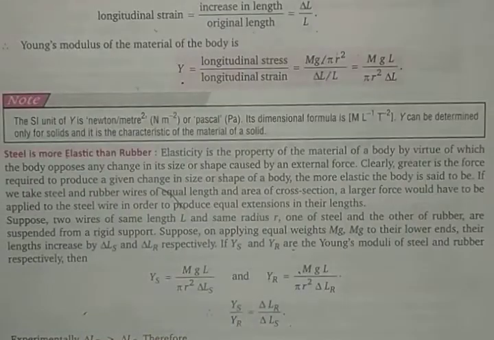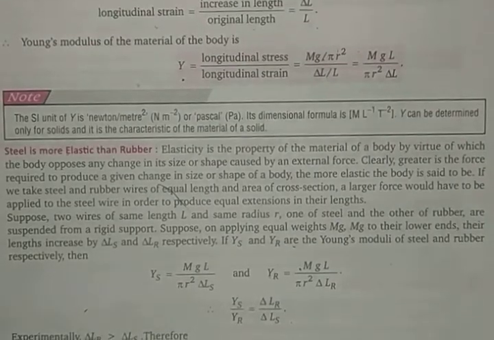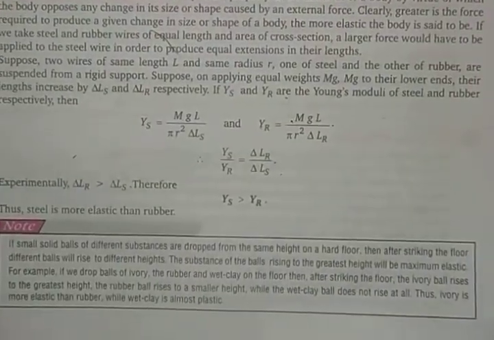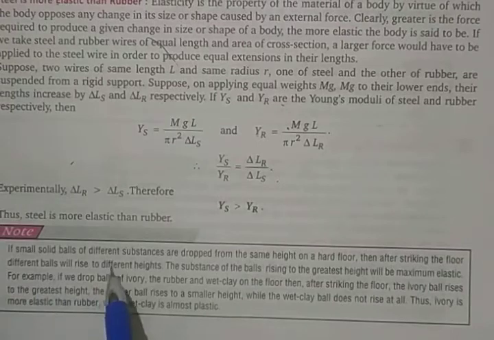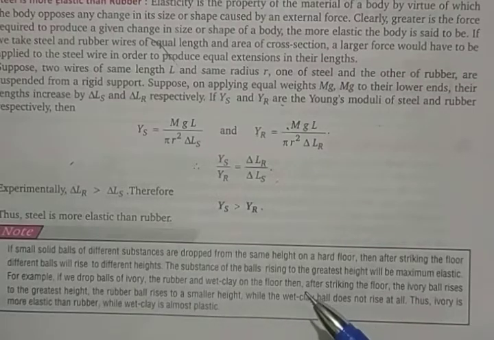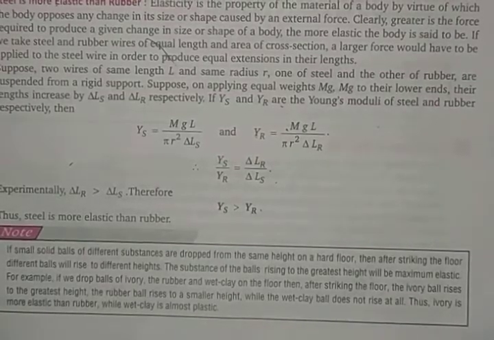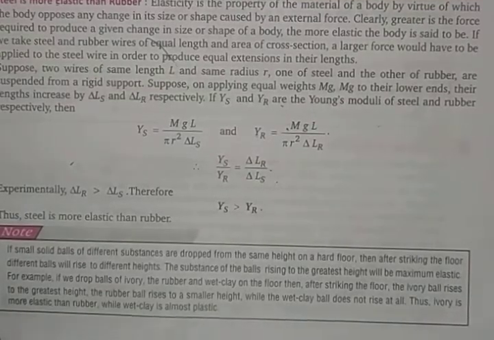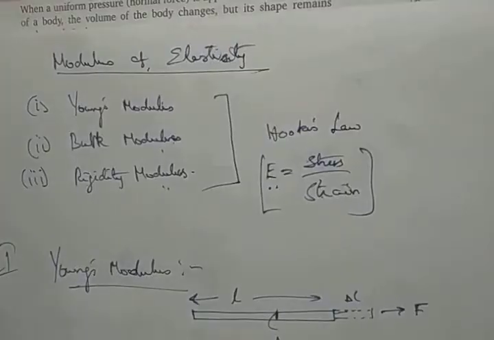Now this note is also quite important. Please note down: small solid balls of different substances are dropped. So what will happen? You drop an ivory ball or rubber or wet clay, which one will rise highest? You will be able to read this and understand. So that's quite important. Let's go to the next part.